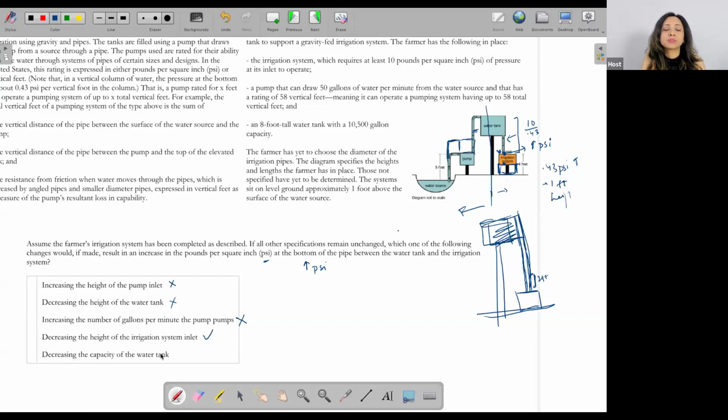And decreasing the capacity of the water tank: here I've been given a water tank with 10,500 gallons of capacity. If I reduce the capacity, that does not mean that the pressure will reduce, because I've not been given that. Let's say the tank is cut like this, right? Isn't it reducing the capacity? The height of the tank may stay as it is. Maybe it will become a little smaller like this, for example. So then again, this does not tell me that the pressure will increase at the inlet of the irrigation system, right? So this also doesn't work. Of course, my answer is going to be this one, D.